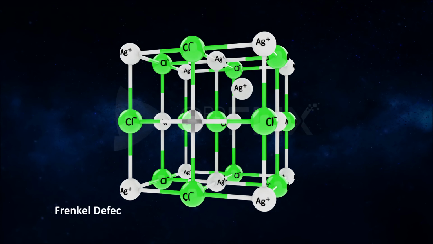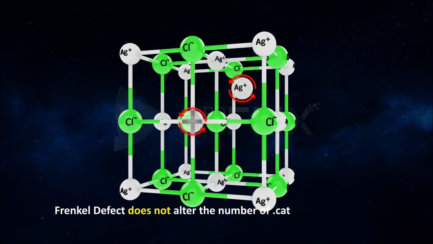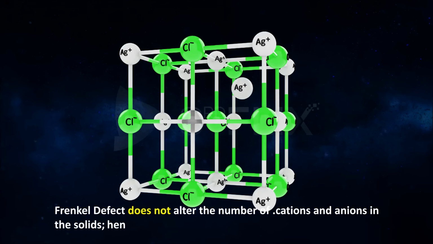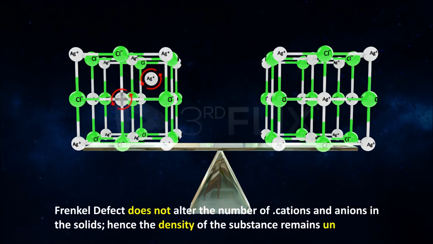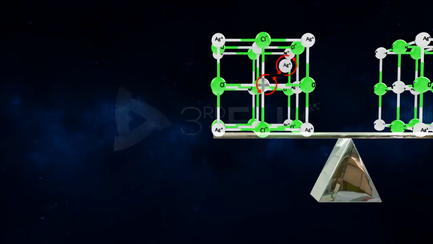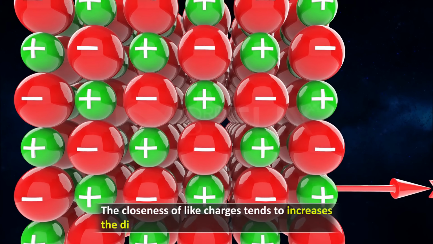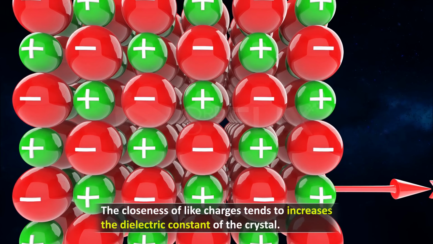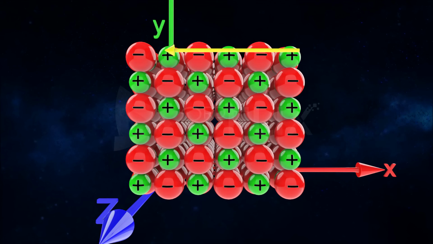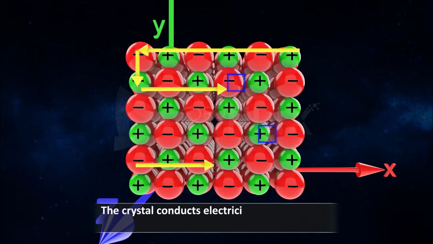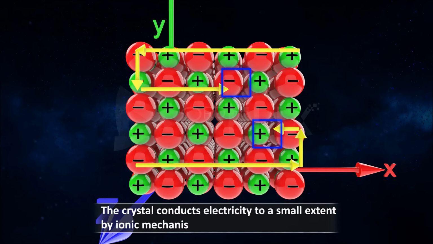Frenkel defect does not alter the number of cations and anions in the solids, hence the density of the substance remains unchanged. The closeness of like charges tends to increase the dielectric constant of the crystal. The crystal conducts electricity to a small extent by ionic mechanism.